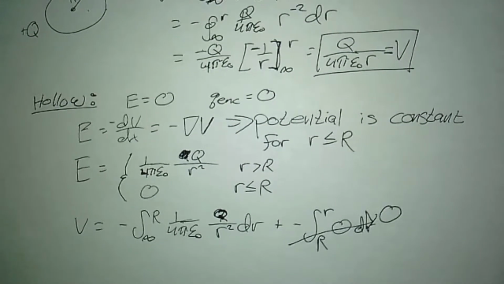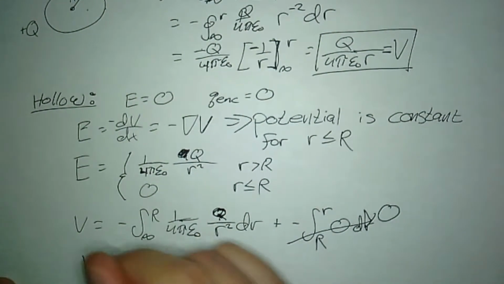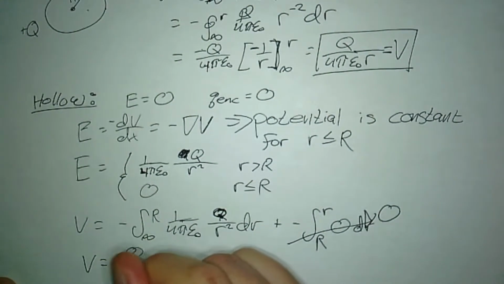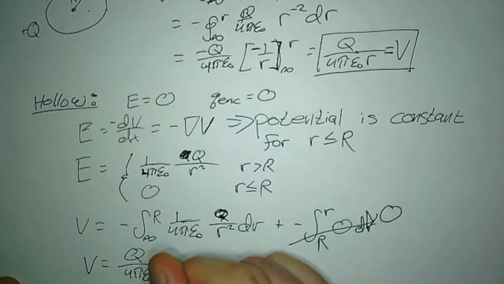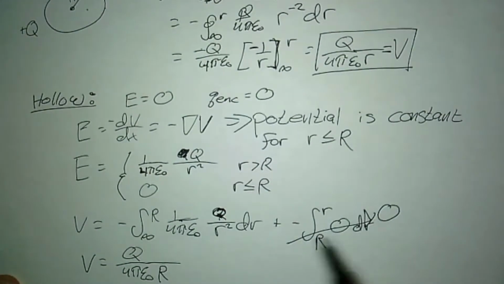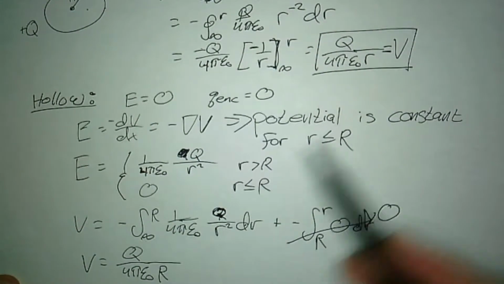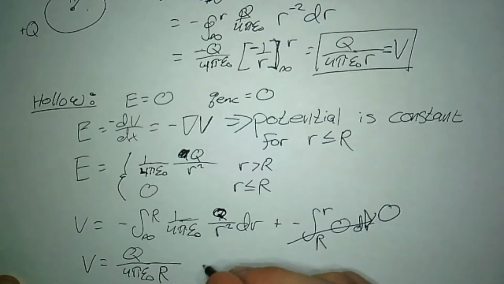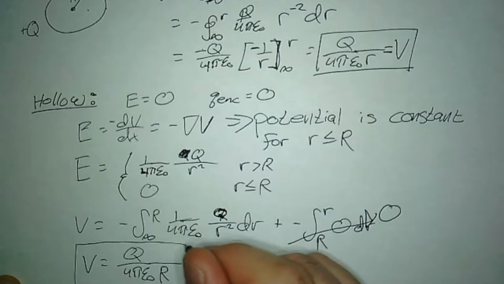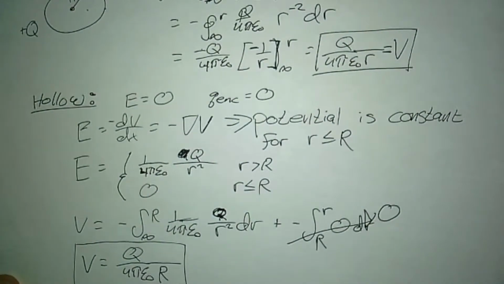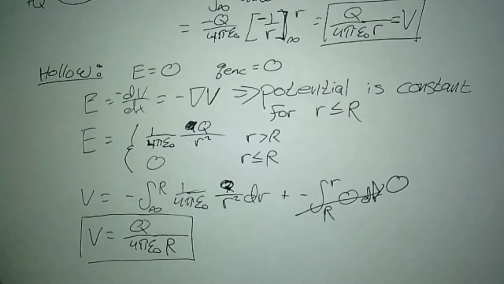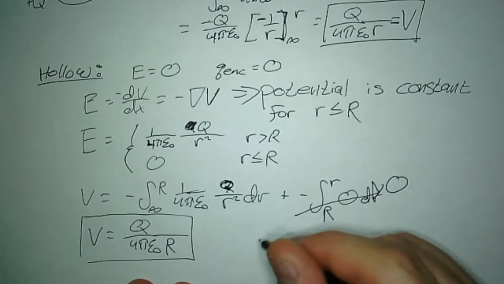And I already know how to solve the integral. We already know that V is equal to q over 4 pi epsilon naught r, because I'm now plugging in this r into here. So that is going to be my answer for inside of a hollow sphere.